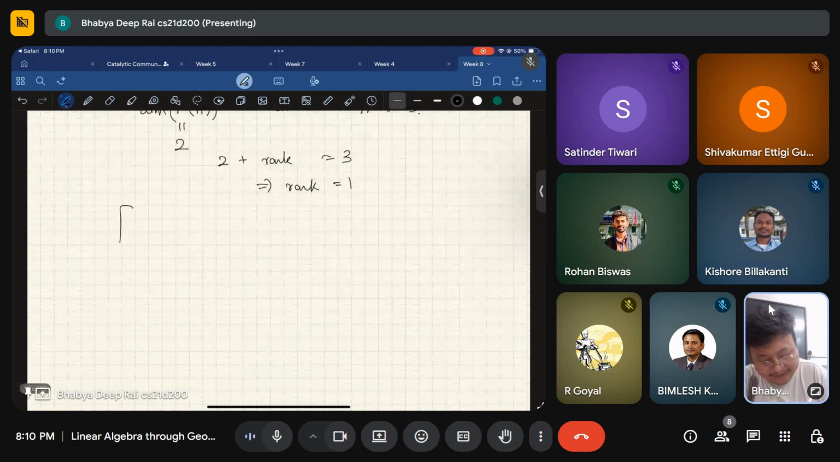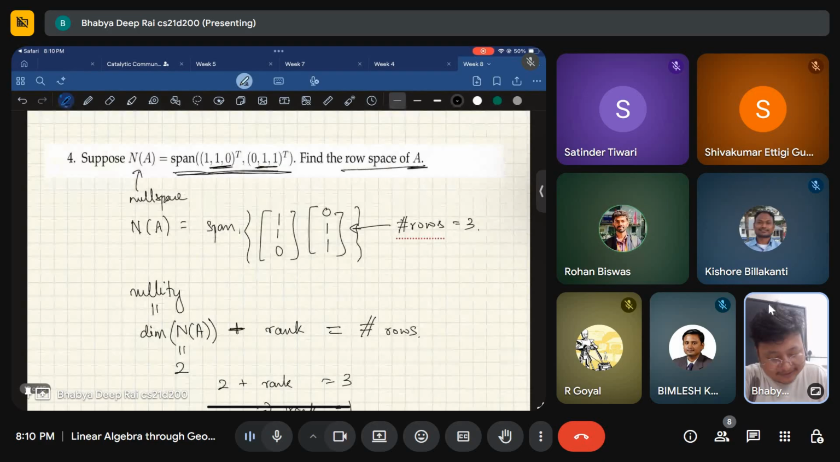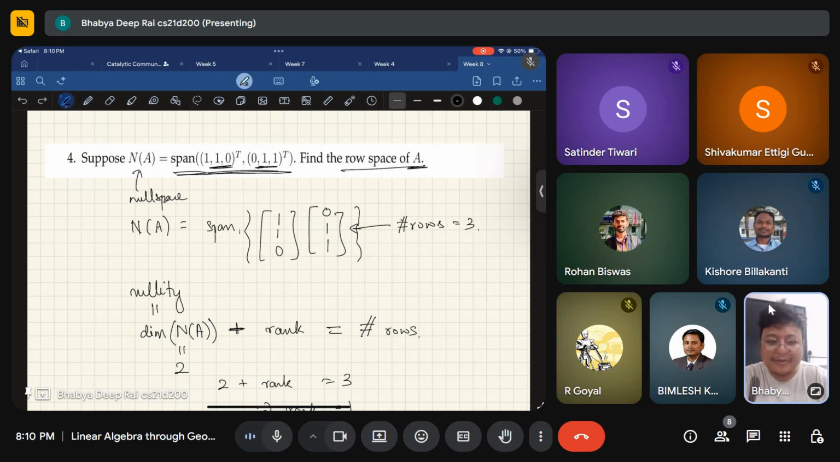So what does the matrix look like? It has rank 1. Columns should be 3 for sure, only 3 components should be there. So if it has 3 components and I'm describing it using A, I'll need at least 3 rows, right?